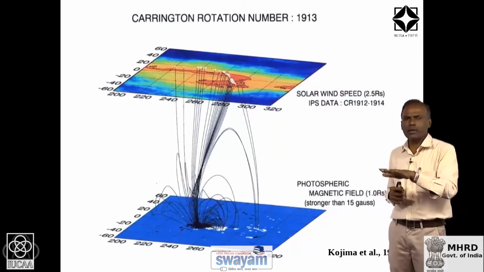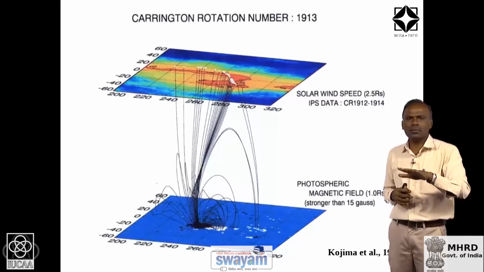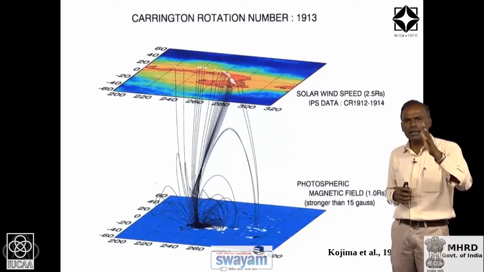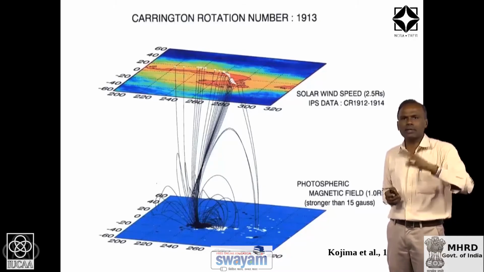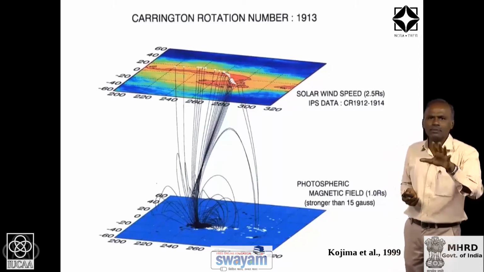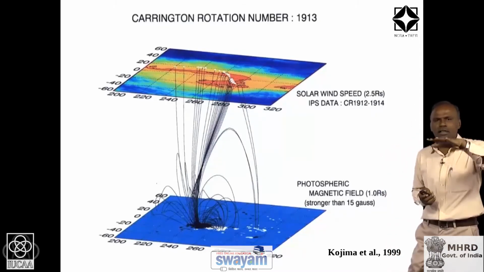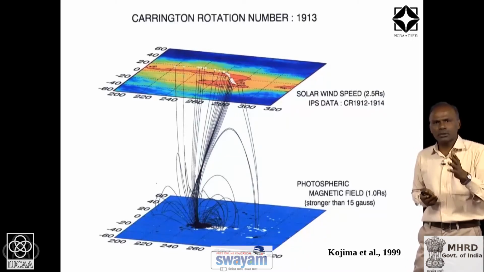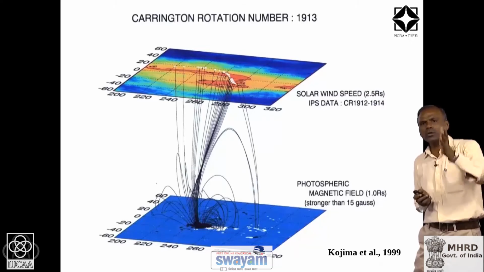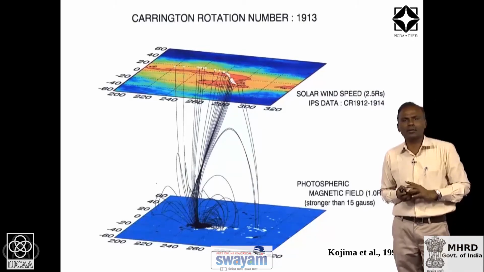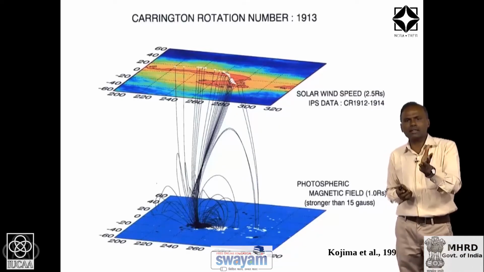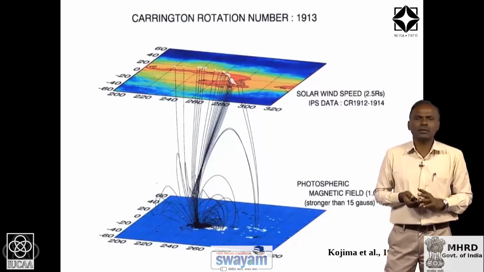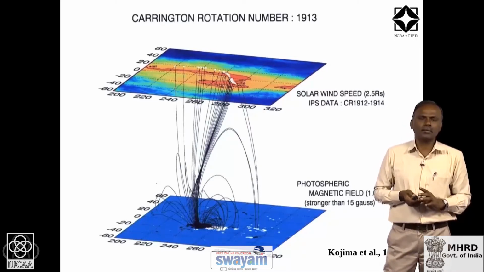So, the bottom plane shows the photospheric magnetic field. The magnetic fields have been obtained from extrapolation of the magnetic field. It is for one solar rotation, and the top plot shows the solar wind speed. So, the low speed wind originates close to or at the edge of the closed magnetic field region, where the expansion factor is very high actually.